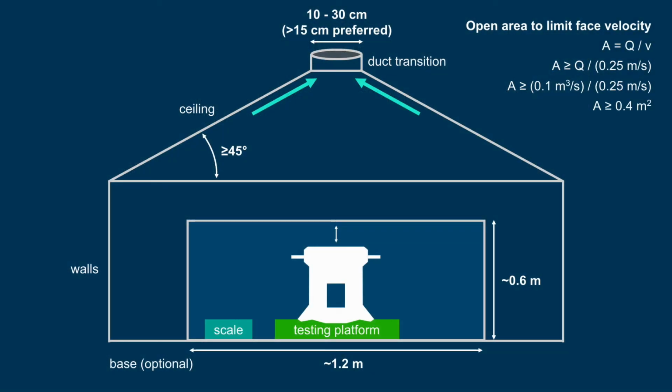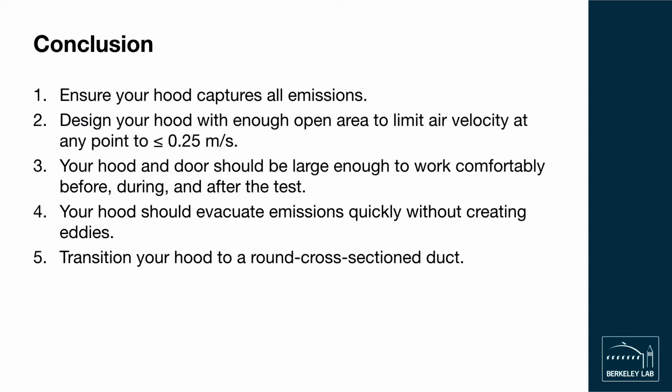Here is a summary of all the hood design principles we have discussed in this lesson. In summary, ensure your hood captures all emissions from your cookstove. Additionally, design your hood with enough open area to limit face velocity below 0.25 meters per second. Your hood and door should be large enough to work comfortably in before, during, and after your test. Your hood should evacuate emissions quickly and without forming eddies. And finally, transition your hood into a round cross-section duct.